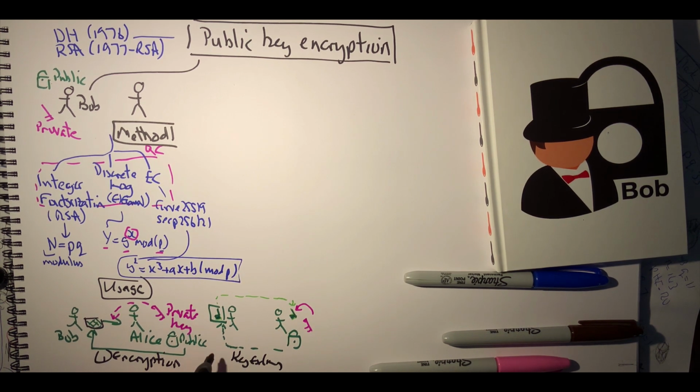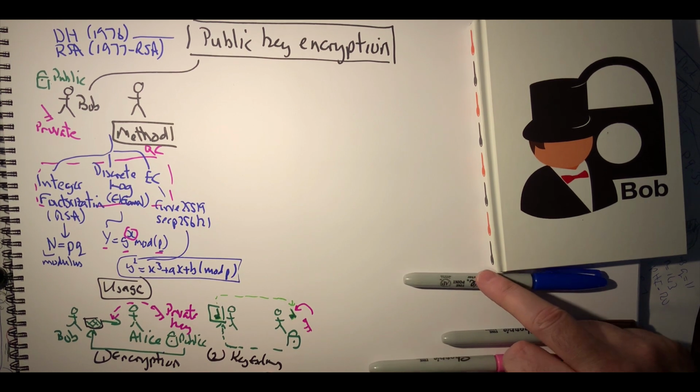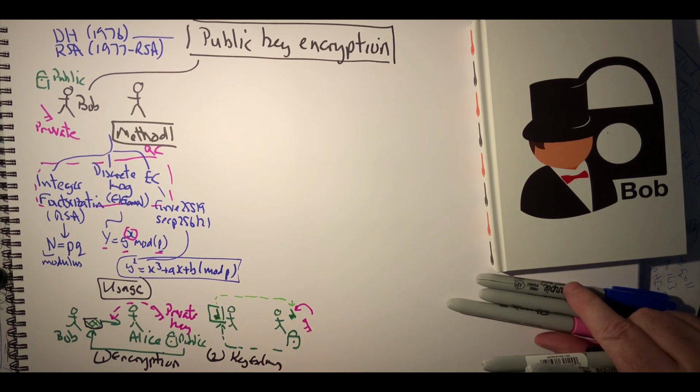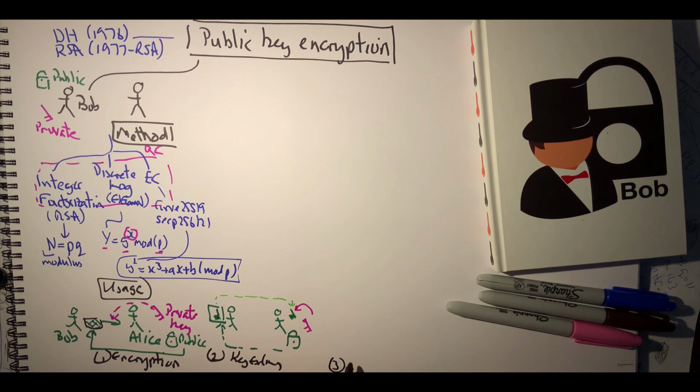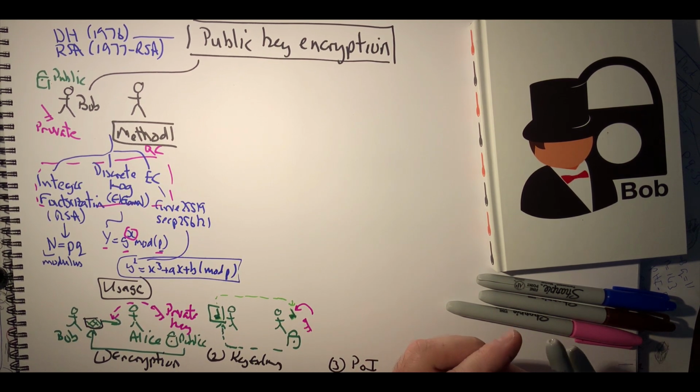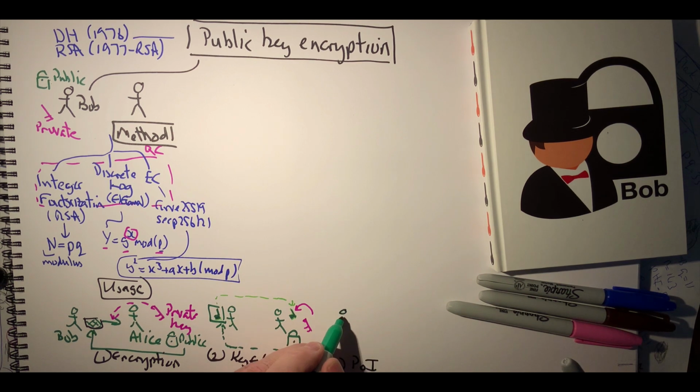First usage, second usage, and the third usage is in proof of identity, where Bob can prove his identity by signing with his private key. Okay, so let's take Bob and Alice again. Bob and Alice.